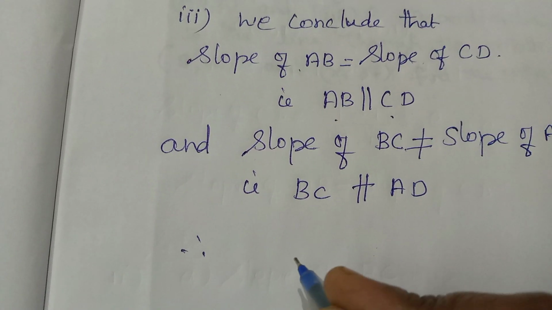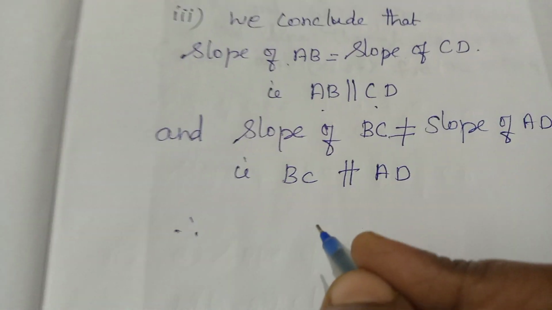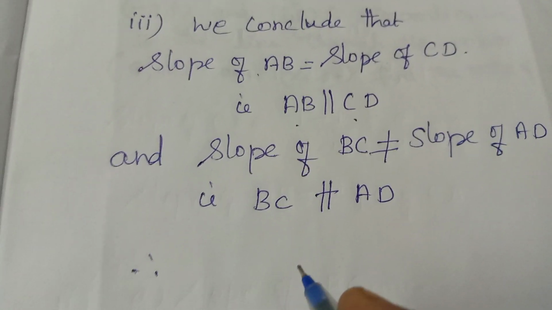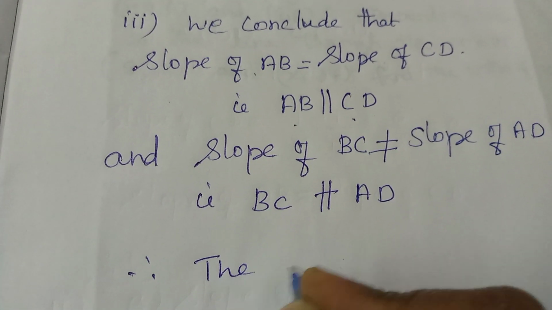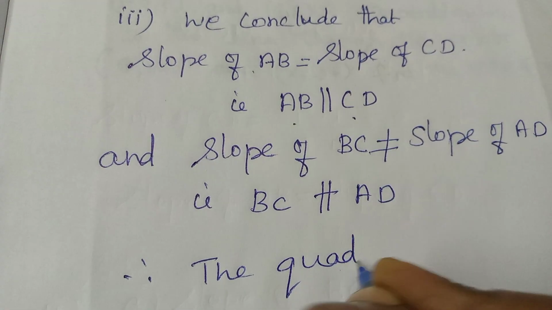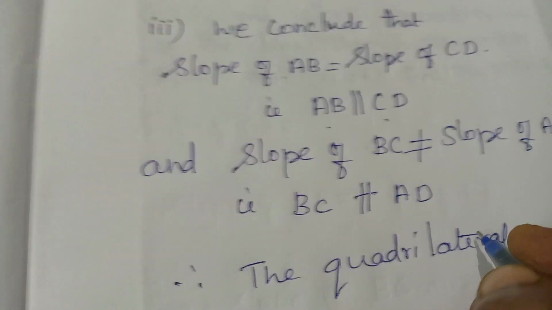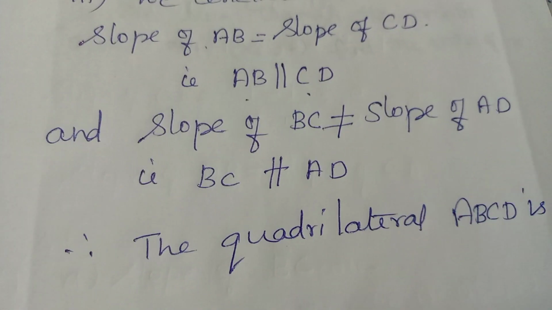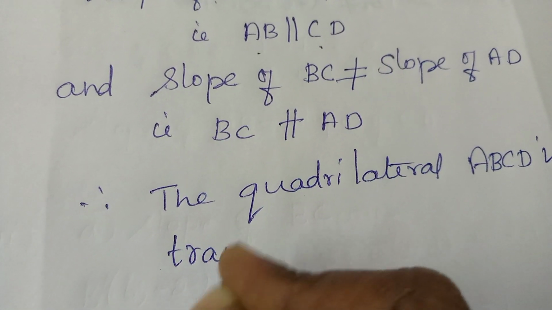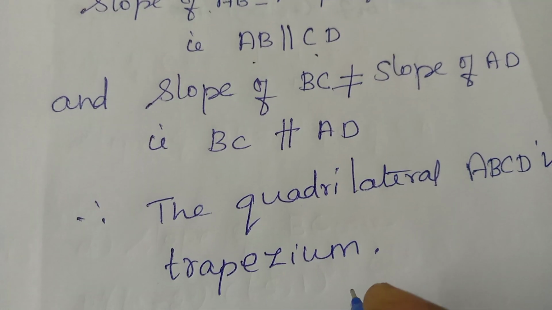Therefore, what is the quadrilateral we get? One pair is parallel, another pair is not parallel, which means that it is a trapezium. Therefore, the quadrilateral ABCD is a trapezium. Understood, students? Shall we move to the next question?